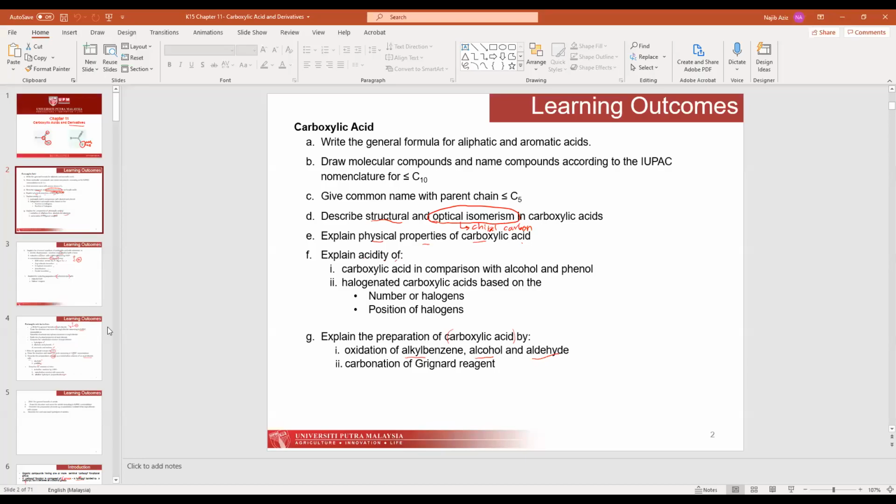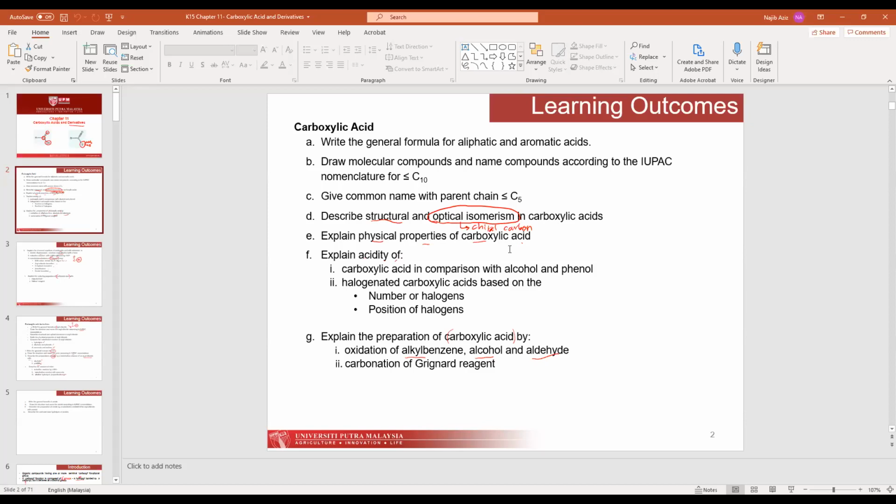Alright, so before we continue our lecture, let's revise what we have learned yesterday. Kita tengok the first one is to write the general formula for aliphatic and aromatic acid, and then naming compound, give the common name. So you need to remember the common name of carboxylic acid, the five in the homologous series, and then describe structural and optical isomerism in carboxylic acid, explain physical properties of carboxylic acid. So dekat sini you have to explain about the boiling point.